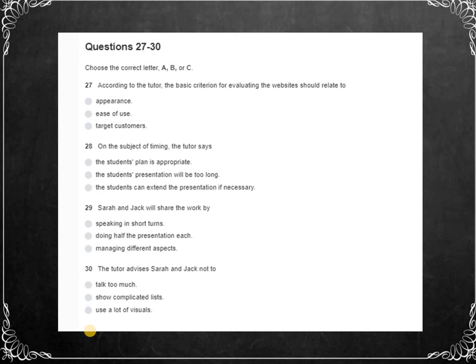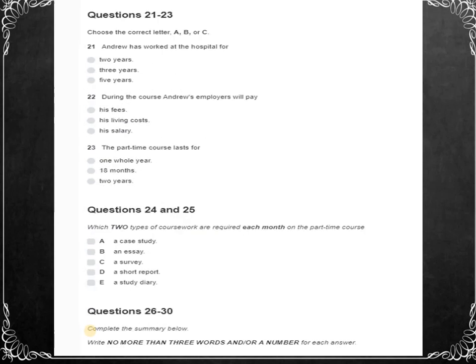So after section 3 is over, you get time to check your answers before you go into section 4. So let's go to the next test. As I said earlier, 21 to 30 comprises section 3. And you have to choose the correct letter or choose the correct option. For 24 and 25, you need to select which 2 types of coursework are required each month on a part-time course. 2 of these should be perfect. So let's see these questions first. So let's see questions 21 to 25.